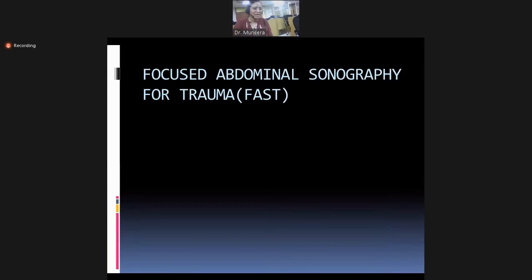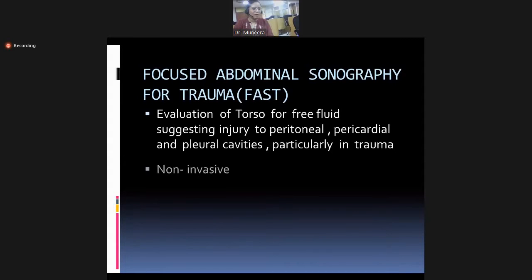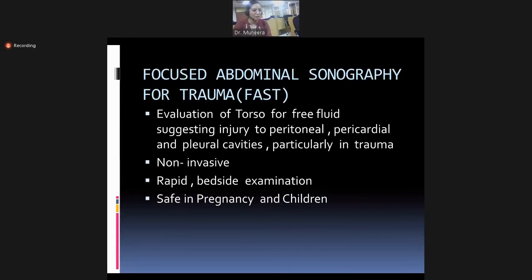Then going to the FAST, which is focused assessment sonography in trauma patients. The focused abdominal sonography for trauma is the evaluation of the torso of a patient for free fluid suggesting injury to the peritoneal, pericardial, and pleural cavities, particularly in trauma. It is non-invasive, rapid, and is a bedside investigation. It's safe in pregnancy and in children, can be repeated serially, and is mostly present in every institute.